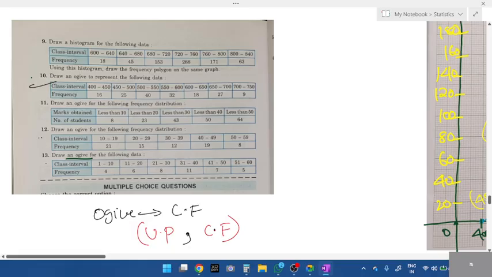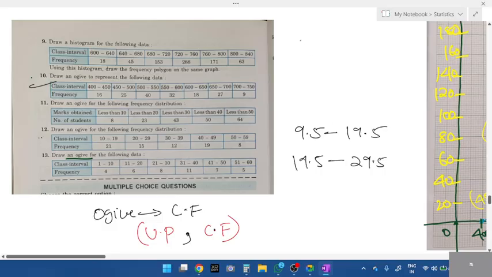Respond, all of you. Questions 12 and 13 are discontinuous. How will you make it continuous for the 12th one? 9.5 to 19.5. This is what you have to take. Is it clear? Next, you write 19.5 to what do you get? 29.5.